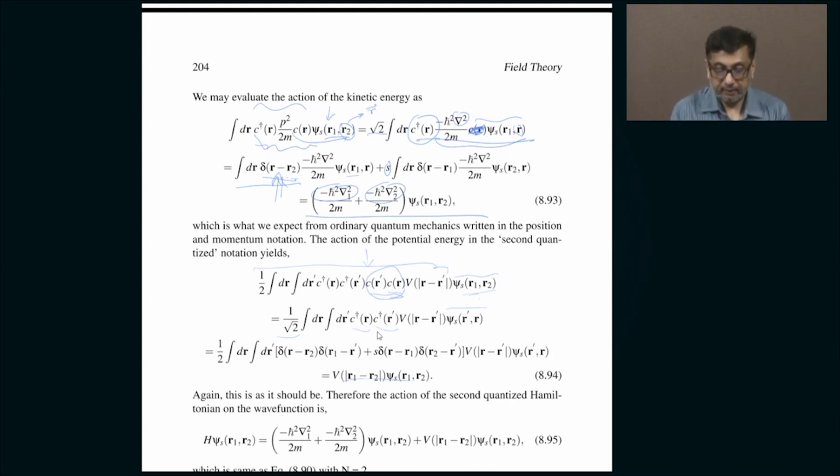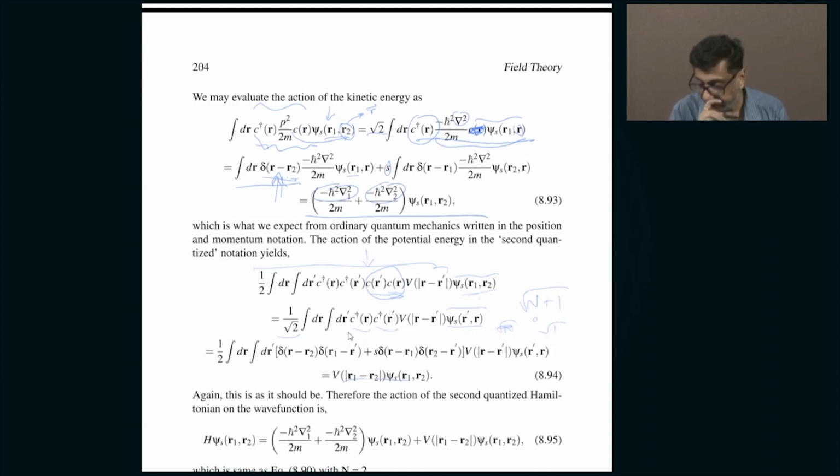So, when I do that, remember that each time I create a particle, I pick up a square root of n plus 1. How does that work? Initially I had no particles at all. After having annihilated particles, there are no particles at all. So, that n is 0. When I create one particle, I pick up a square root of 1, which is just 1.